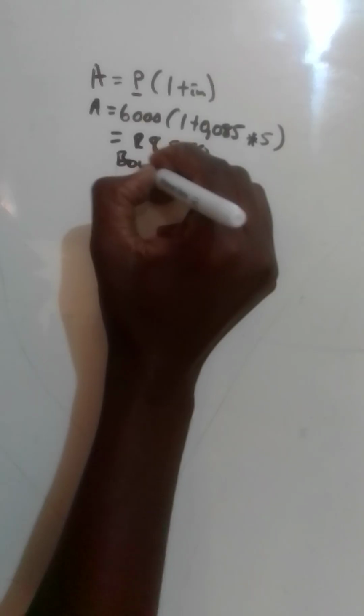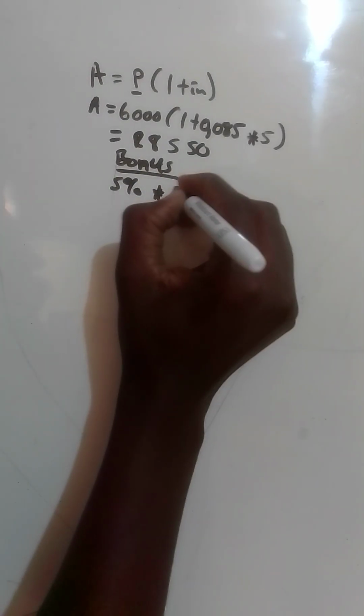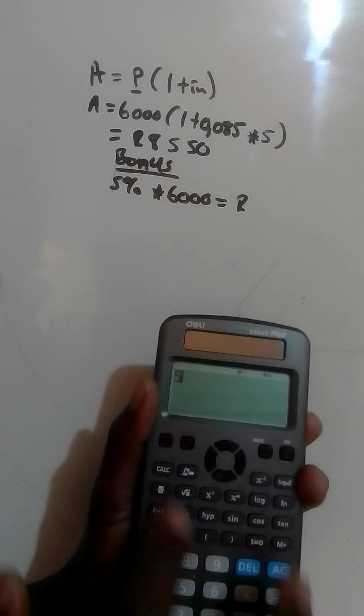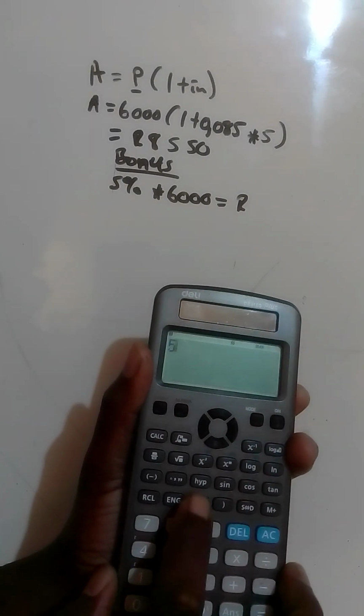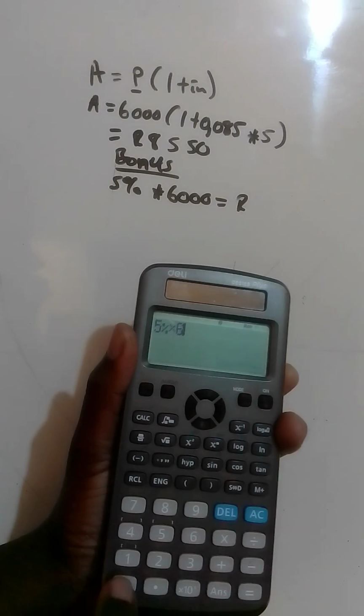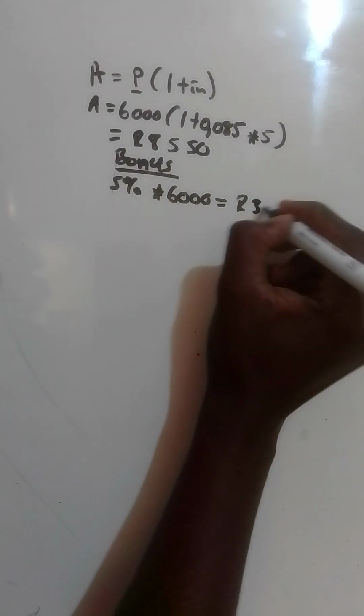So now let's calculate the bonus. A bonus of how much? A bonus of 5%. 5% of what? 5% multiplied by the principal, which is 6,000 that he invested, is equal to. So we must find the bonus. So I can come here and say 5, I press shift and then I press the open bracket here, that's where the percentage is, multiplied by 6,000, which is equals to 300 rands. So the bonus which Mervyn gets is 300 rands.